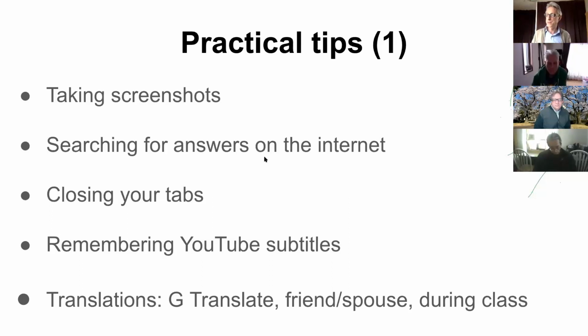Second one, searching for answers on the internet. I found that nowadays I type whole sentences, whole questions. For example, how do I use breakout rooms in Zoom? How do I use breakout rooms in Microsoft Teams? How do I unmute all participants' mics in Zoom, or these kinds of things. And it's amazing, you find the answer to that precise question. Closing your tabs. If you have 20 tabs open on your browser, it's going to slow down your connection and your computer. So when you're going to start a live class, close all the tabs you don't need right now.